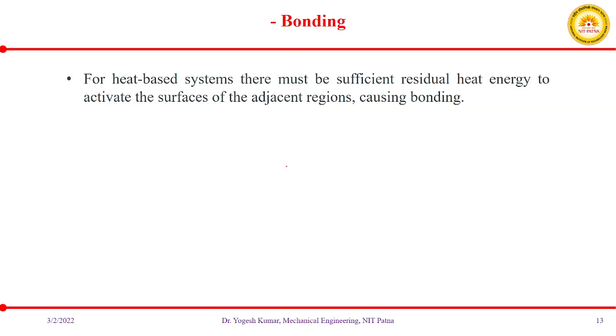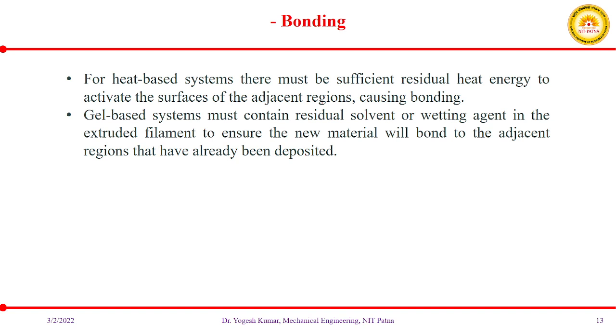Then next is the bonding between the materials. For heat-based systems, there must be sufficient residual heat energy to activate the surface of the adjacent region, which causes bonding in the material. The gel-based system must contain residual solvent or wetting agent in the extruded filament to ensure the new material will bond to the adjacent region that has already been deposited.